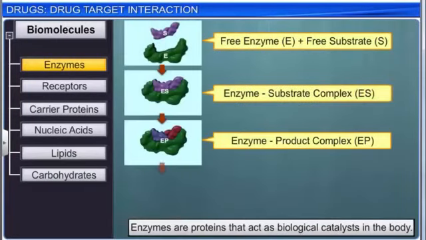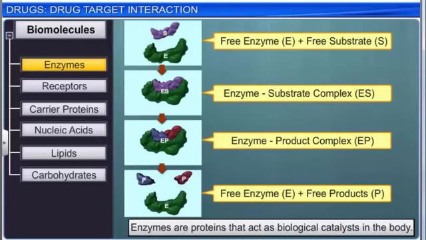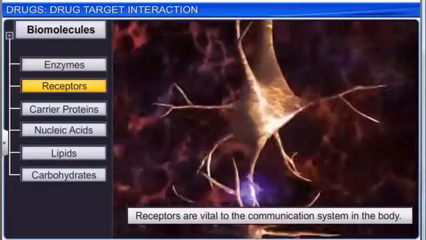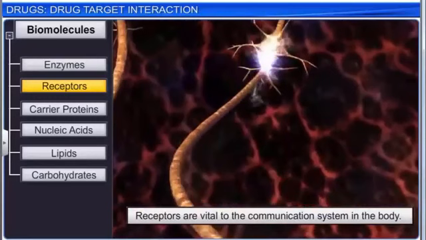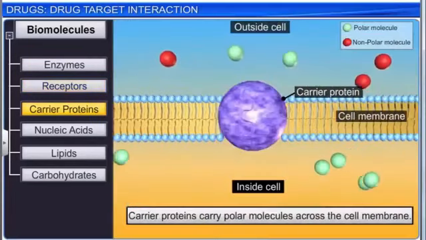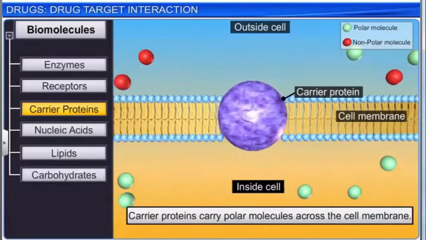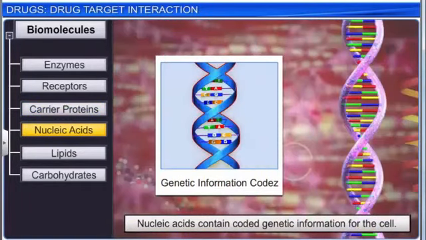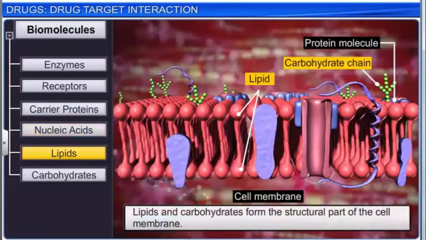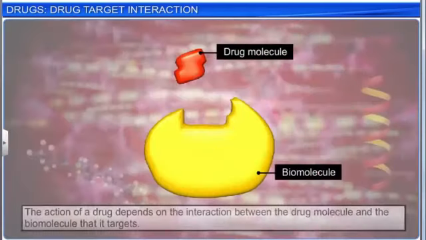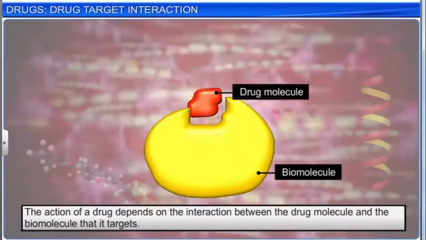Enzymes are proteins that act as biological catalysts in the body. Receptors are vital to the communication system in the body. Carrier proteins carry polar molecules across the cell membrane. Nucleic acids contain coded genetic information for the cell. Lipids and carbohydrates form the structural part of the cell membrane. The action of a drug depends on the interaction between the drug molecule and the biomolecule that it targets.